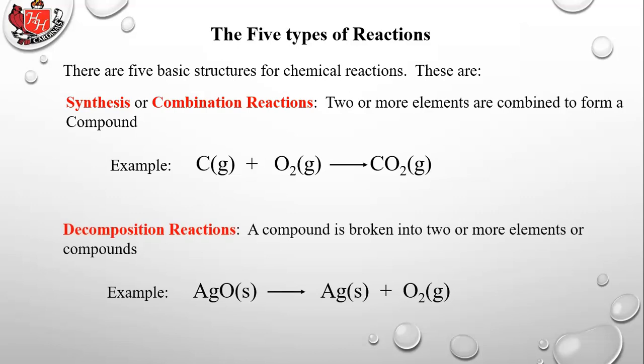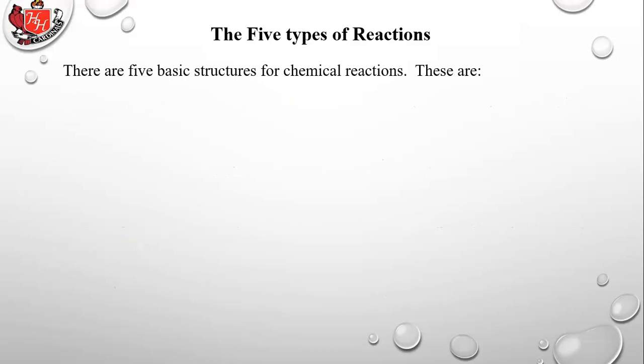Decomposition reactions: a compound is broken into 2 or more elements or compounds. So you saw this one back when we were doing empirical formula. So silver oxide produces silver and oxygen. And notice the oxygen is O2. Oxygen always comes out as a molecule, O2. It does not come out as a single atom.